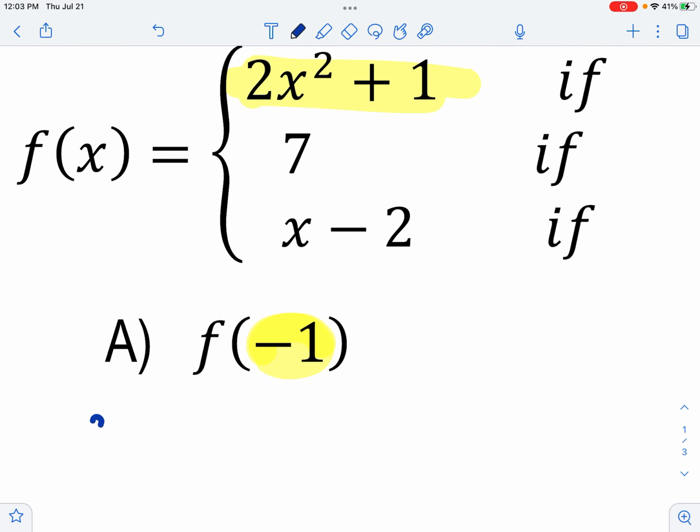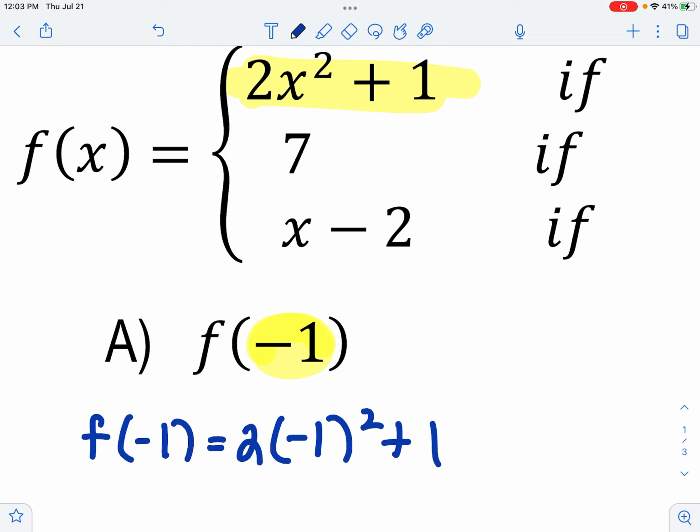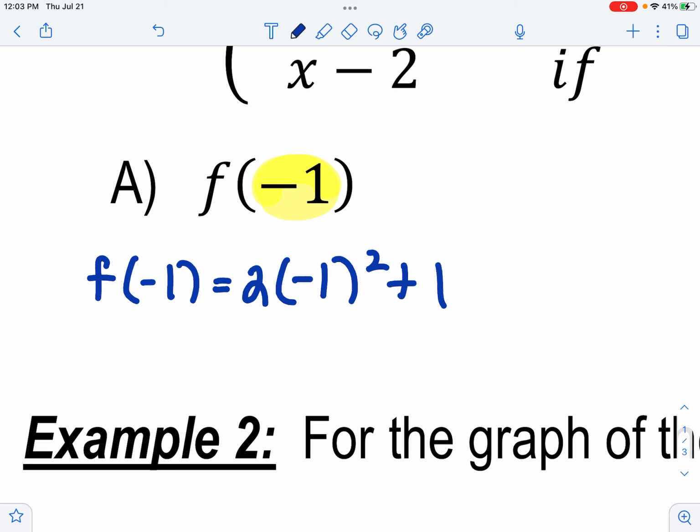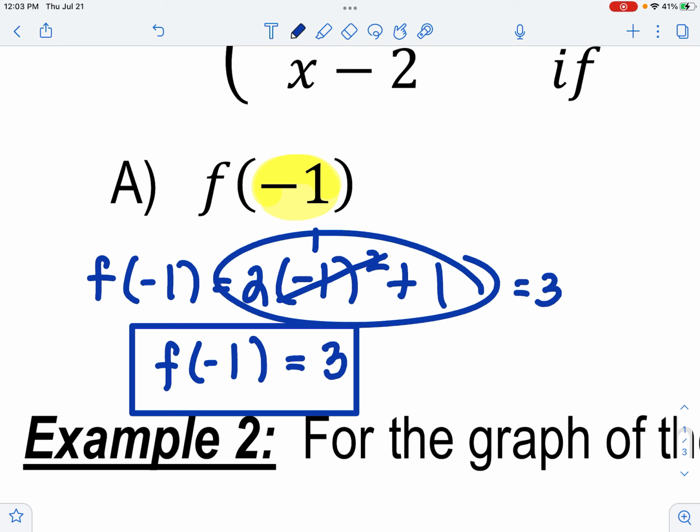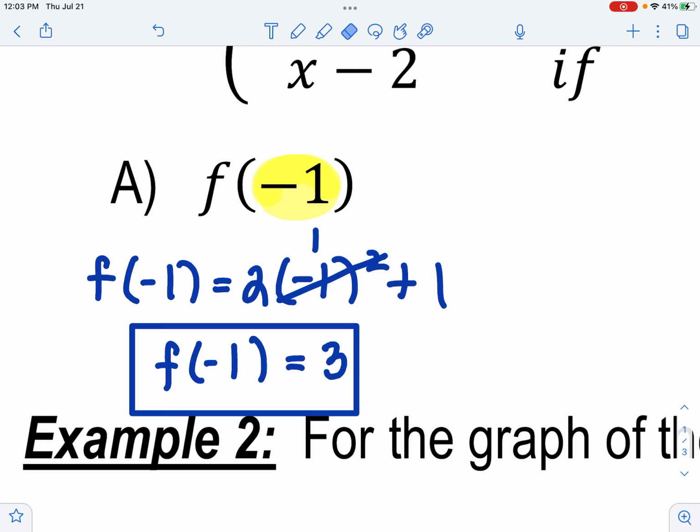To find f of -1, we're doing 2 times -1 squared plus 1. -1 squared is +1. 2 times 1 is 2 plus 1 is 3. So f of -1 is 3. And this is just notation. If you just put the answer as 3, like if you're just like, here's my work, the answer is 3, that is also correct. Okay? All right, let's move on to the next one here.